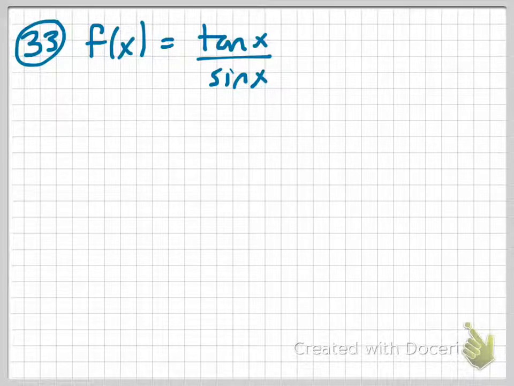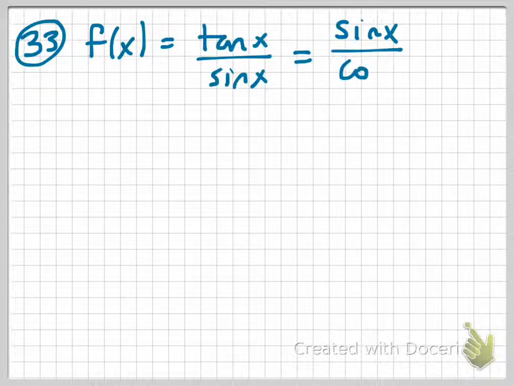Because tangent is, and we're going to write it in exaggerated vertical form and then we'll clean it up, what? What is tangent? That is pertinent to this. It is sine over cosine, right? So this is sine x over cosine x over sine x.